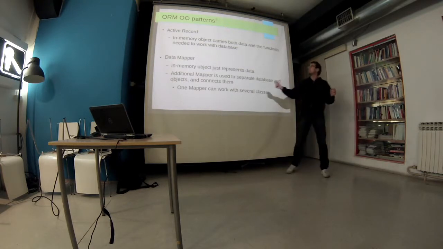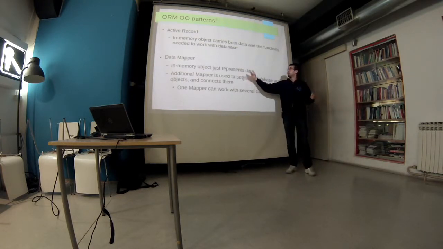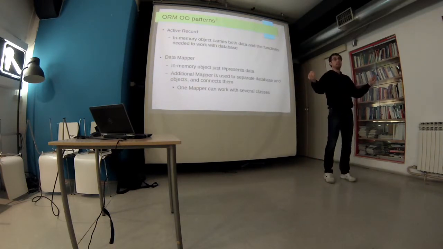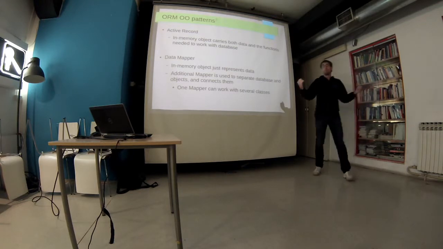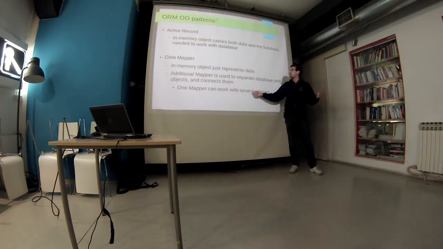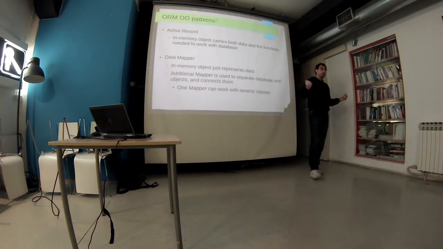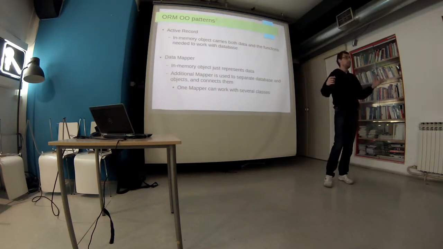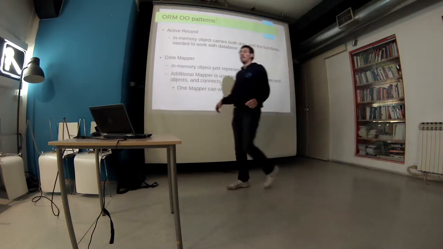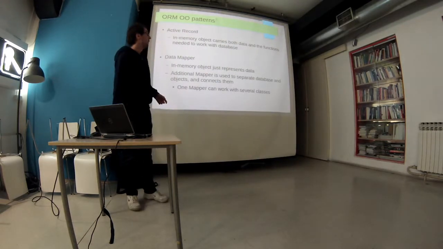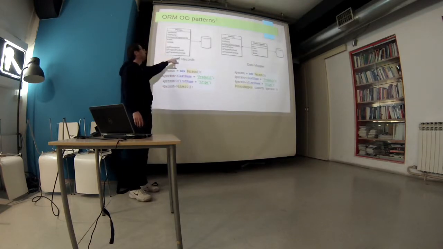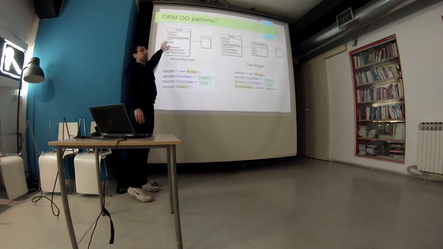There is a special additional object or class, a mapper, who knows how to connect the data and the database. What's nice is that sometimes in some ORMs, one mapper can work with several different classes and it knows how to connect a real object to the real database. And then always comes an example. So what's the idea? The idea is, if you have an active record, you have one object of some class, and it has the insert, update, delete, or any other function you need.